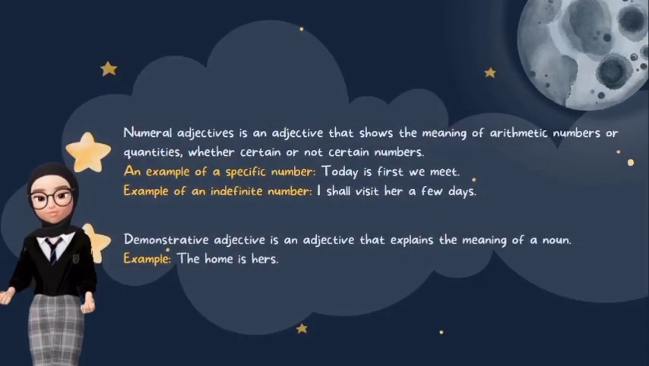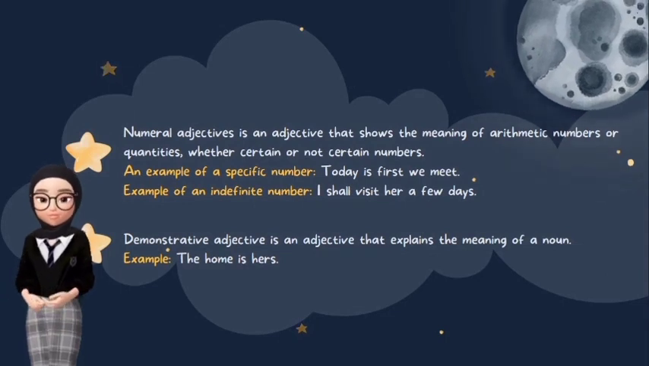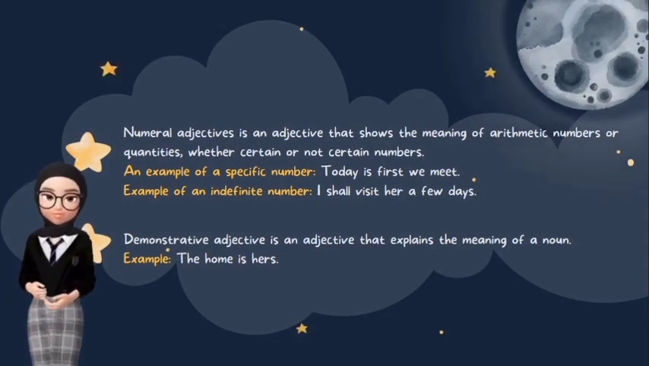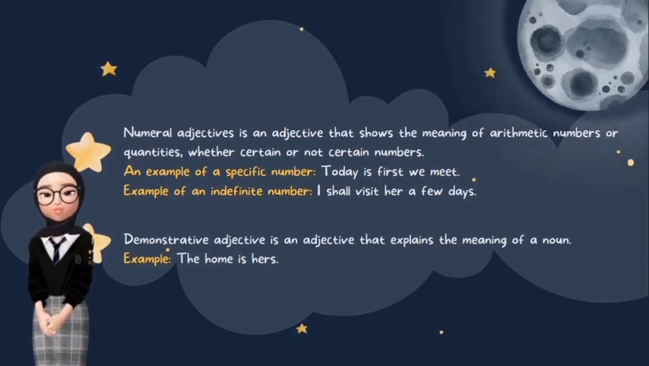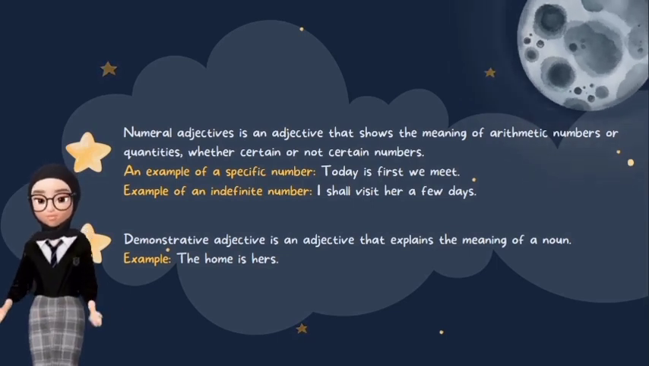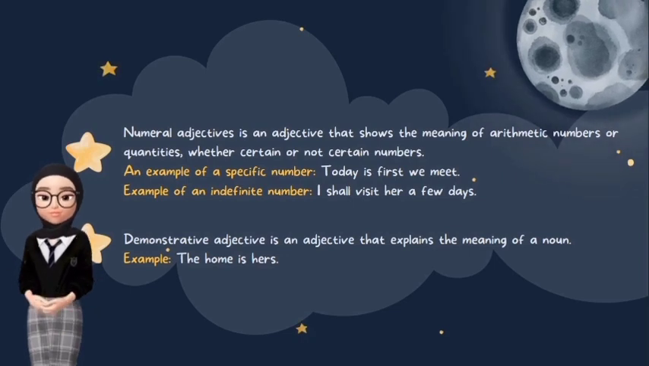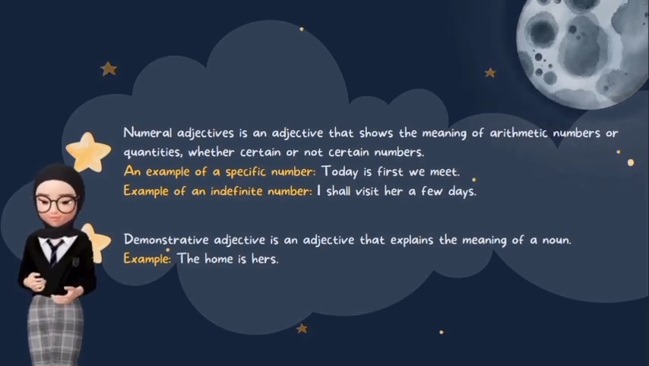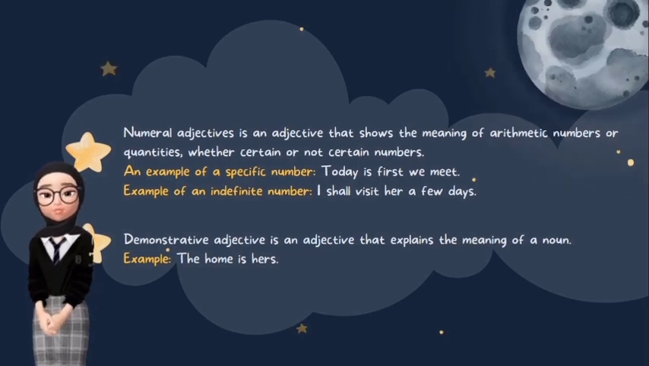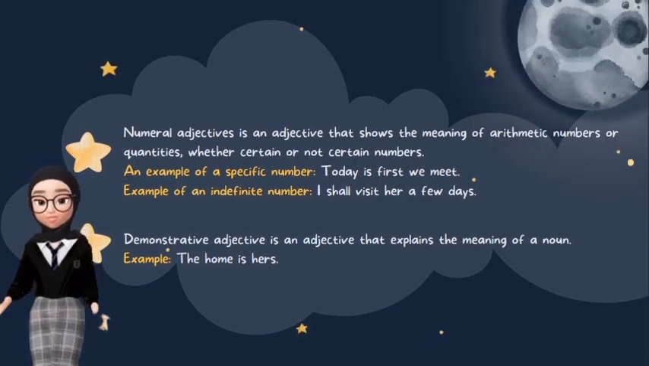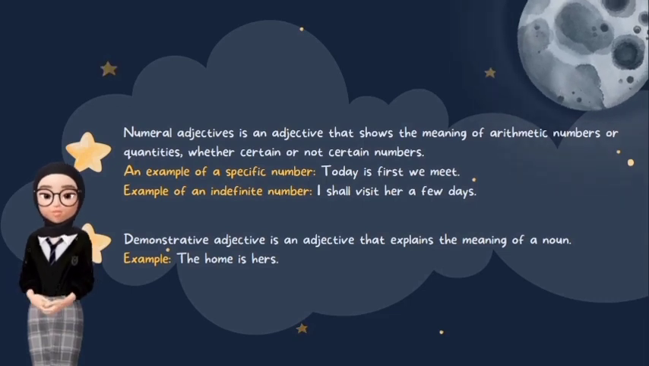4. Numeral adjectives is an adjective that shows the meaning of arithmetic numbers or quantities, whether certain or not certain numbers. An example of a specific number. Today is first we meet. Example of an indefinite number. I shall visit her a few days. 5. Demonstrative adjective is an adjective that explains the meaning of a noun. Example, the home is hers.